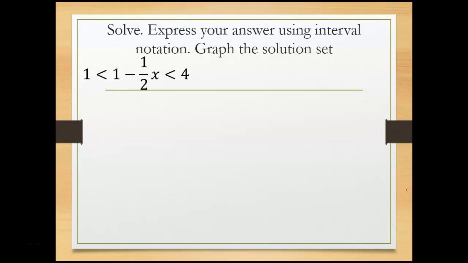Okay, so next we do the same thing. We have less than. So first of all, we're going to subtract 1 from all the sides. So if we subtract 1, the left side will be 0. So we have negative 1/2 x, and less than, subtract 1.